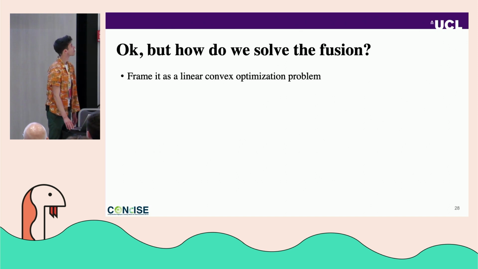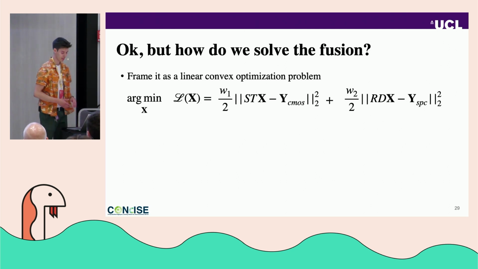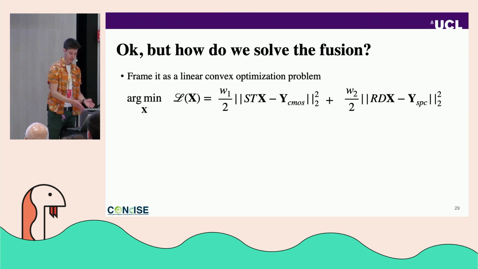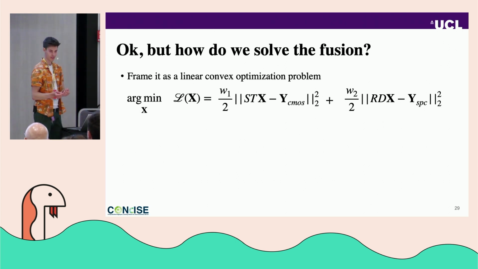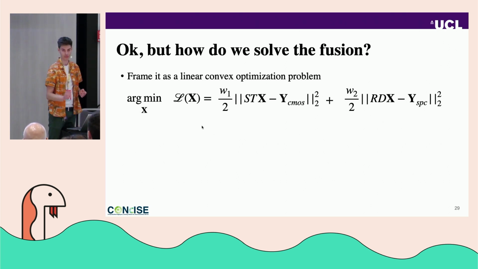How do you do this? You have to frame it, in this case, as a linear convex optimization problem. And it looks something like this. So we came up with this problem that we want to solve to fuse these two tensors, y CMOS and y SPC. And how do you do this? Well, you need to create this loss function, which basically tells you the first term, you want to compare the CMOS. The second term, you want to compare the single pixel camera. And then at the end, you get this X, which will be 5-dimensional.